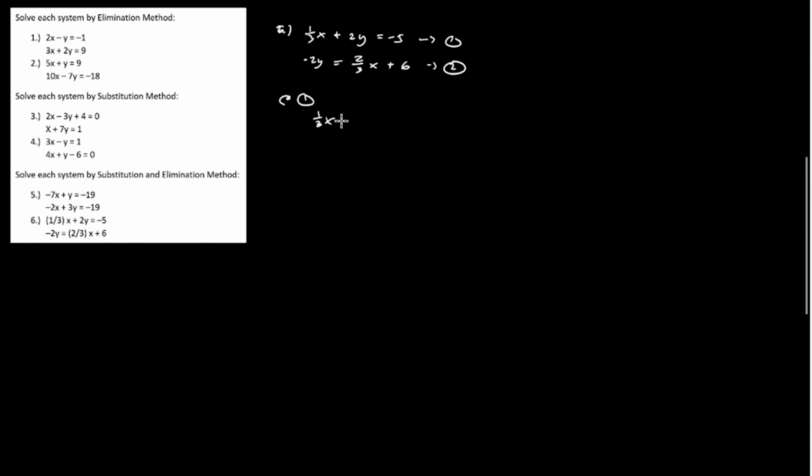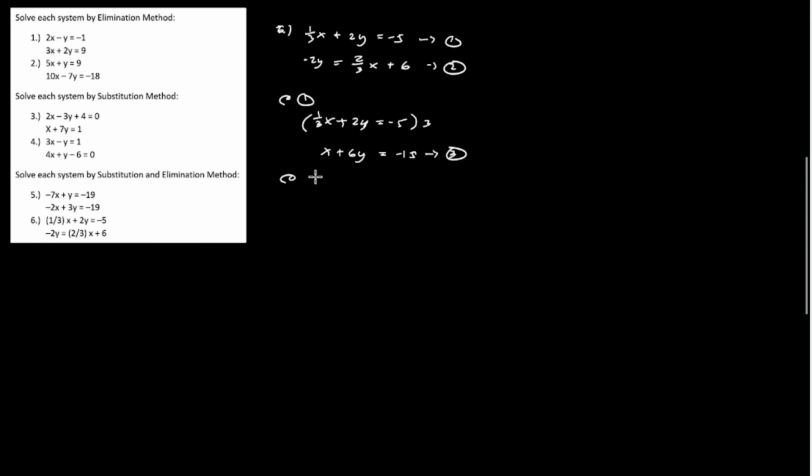At 1, 1/3 of x plus 2y is equal to negative 5, and we multiply by the denominator 3, or the LCD. 3 times 1/3 of x is x, 3 times positive 2y is positive 6y, is equal to negative 5 times 3 is negative 15, and this is equation 3.